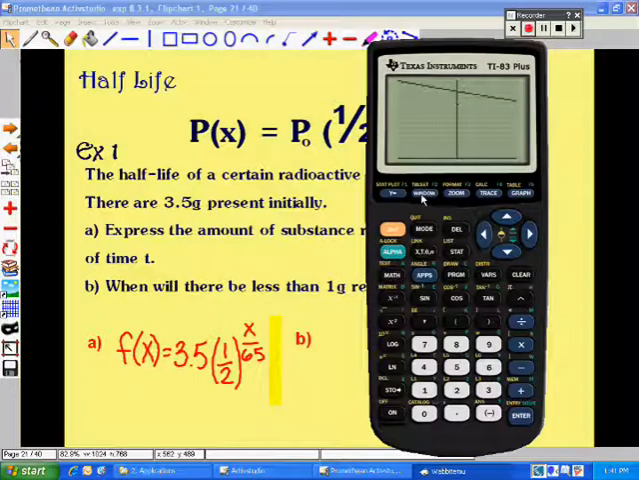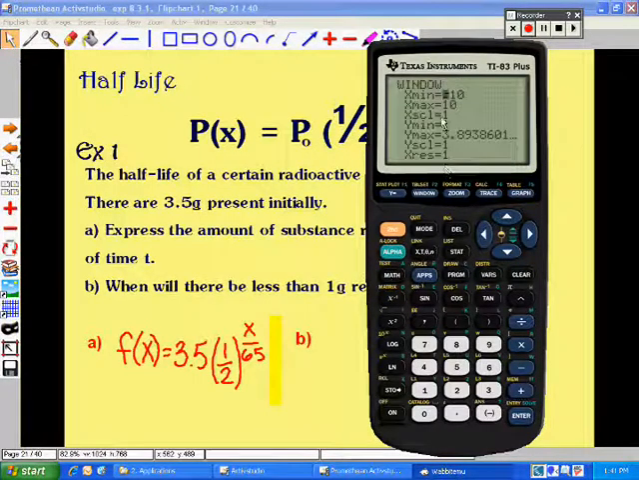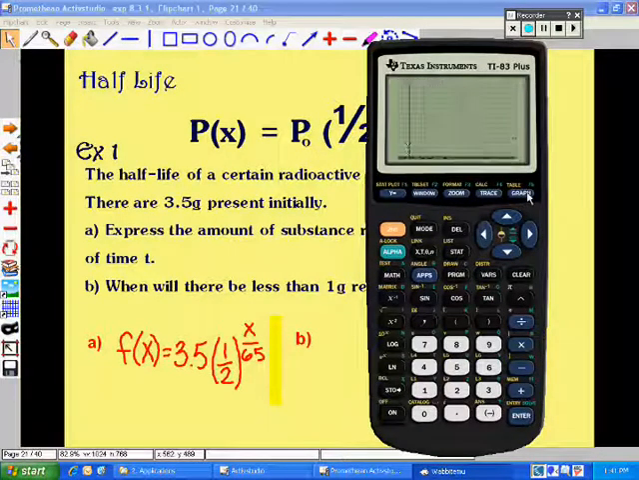So I want to go to Window and adjust the Y minimum. So I'm going to change the Y minimum to 0. I'm also going to change the X max so I can see more X values. I need to find the intersection. So I'm going to change this to, let's say, 100. Now this is more like a guess and check sort of thing. Now I'm going to graph. There's the exponential decay, and there's the 1 gram mark.